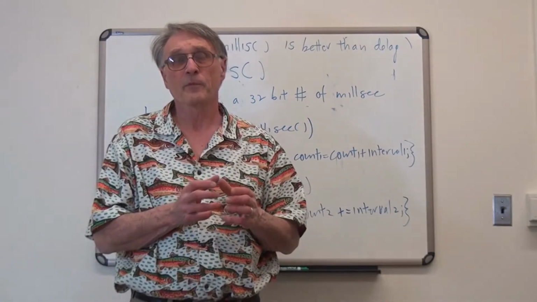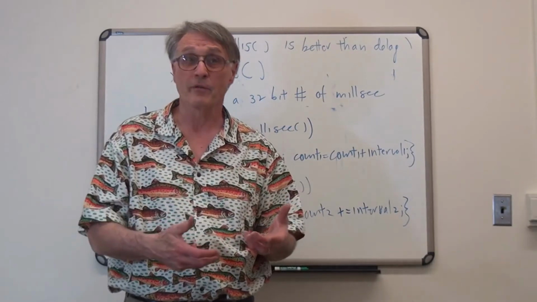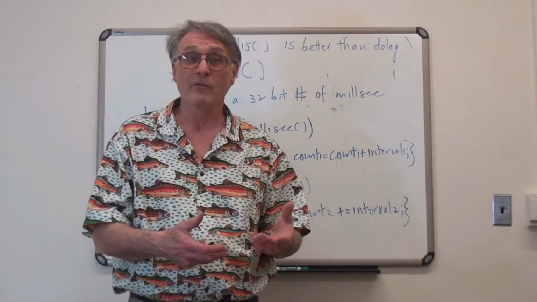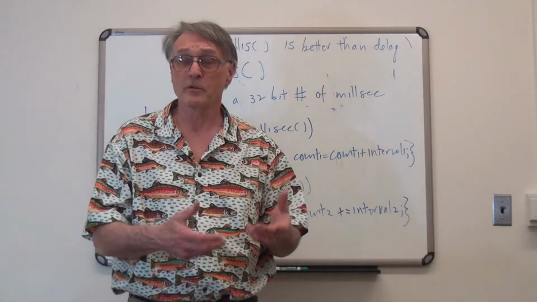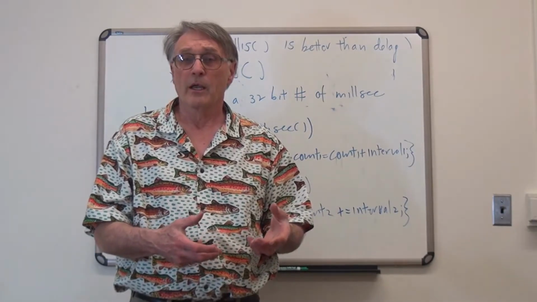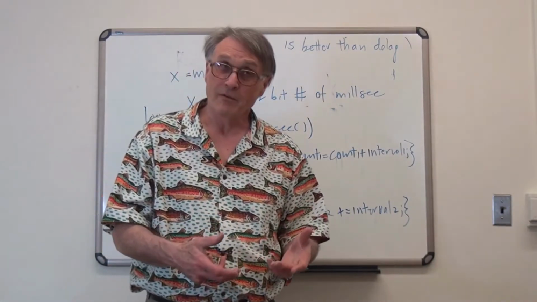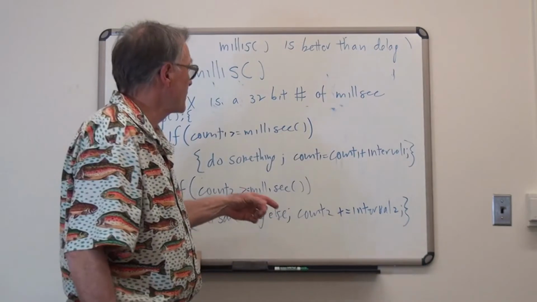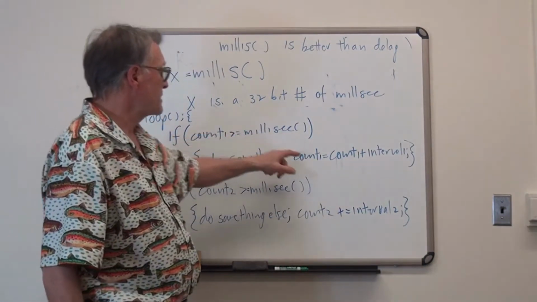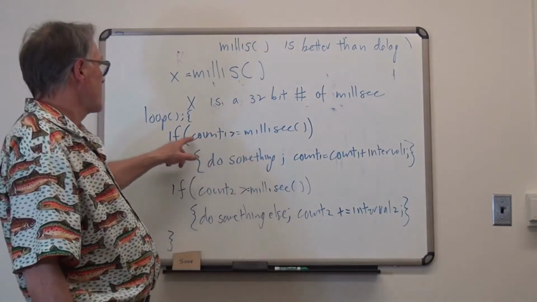is finished. So if you want to have 2 or 3 or 5 different things all waiting for certain intervals before they execute again, using the delay is impossible. Using the millis function, you can build a number of timers. In this case, count 1 and count 2 are 2 timers.